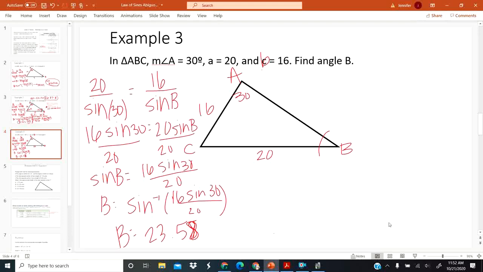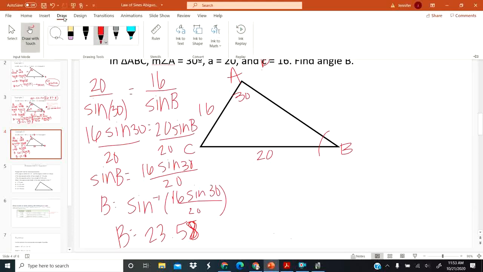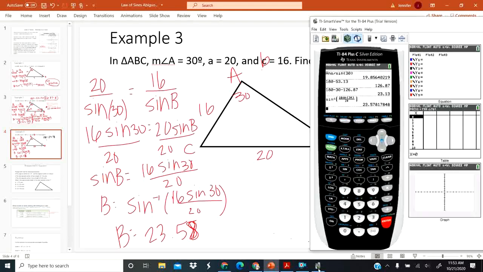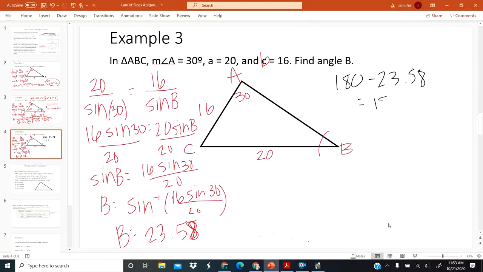So then I need to find the supplement of angle B and see if that will fit in the triangle. So the supplement is going to be 180 minus 23.58. And so that is going to equal 156.42. And so I'm going to put that in for angle B, and then we need to check and see if we can still find angle C.